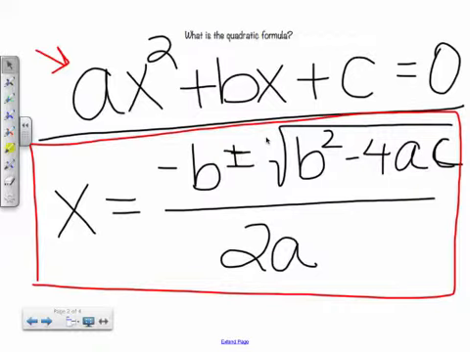The other song that can help you remember this formula goes to the tune of Pop Goes the Weasel, so it sounds like this. X equals negative b plus or minus the square root of b squared minus 4ac all over 2a.